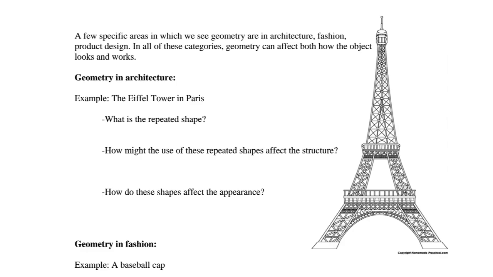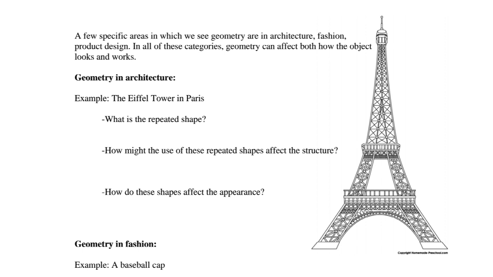All right, so a few specific areas in which we see geometry are architecture, fashion, and product design. In all of these categories, geometry can affect how the object looks, feels, and works. Now, when you look at this thing here, you've seen this. This used to be one of the tallest structures on the planet. Actually, it was the tallest structure on the planet for a while. And then someone decided to build something just a little bit taller.